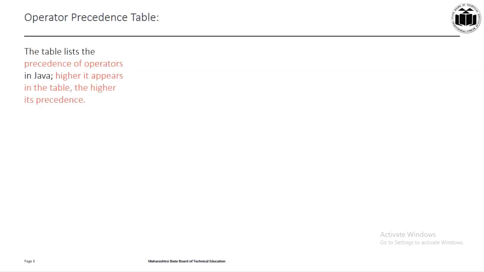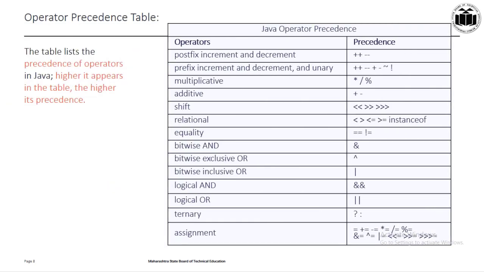So this table lists the precedence of operators in Java. The higher it appears in the table, the higher its precedence.